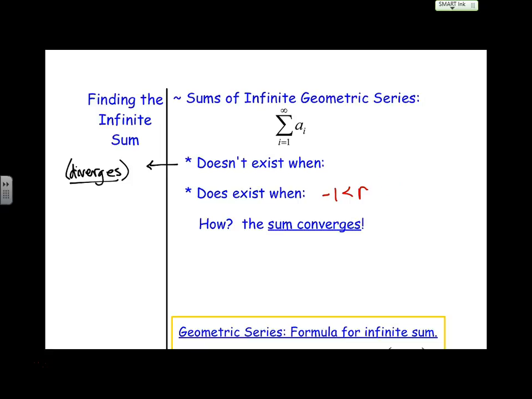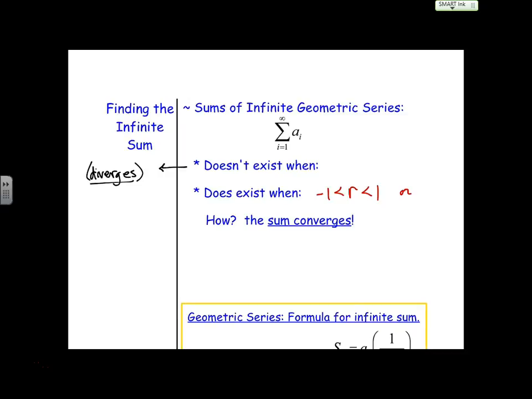If R was equal to 1, what would be going on with the pieces I'm adding together? They stay the same. So if I start at 3 and R was 1, it'd be 3 plus 3 plus 3 plus 3. Is that divergent or convergent? Divergent. That doesn't work, so it can't work at 1 or negative 1. But if R is in between, another way of writing it, in snazzier notation, is the absolute value of R, so whether R is positive or negative, its magnitude is less than 1.